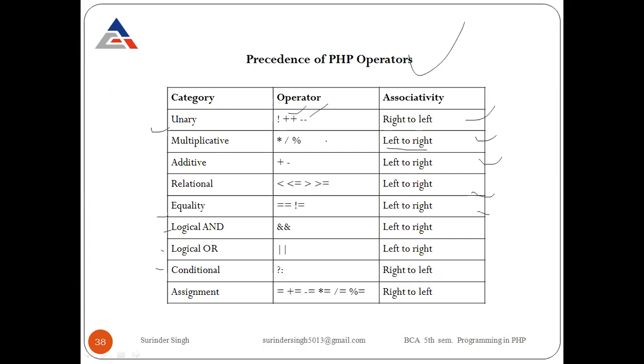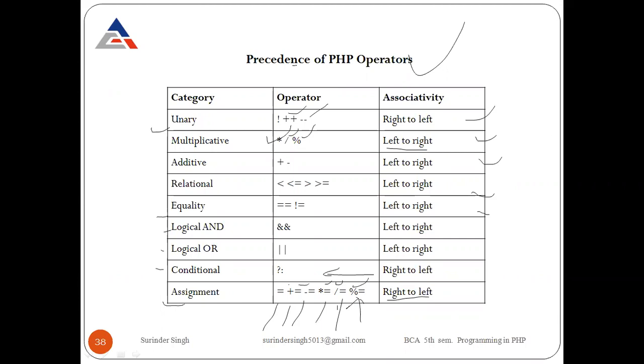Right to left, left to right. Multiplication has higher priority, then division, then modulus. Like this. Clear? Assignment operator has right to left associativity, meaning first this will be solved, then this, then this, then this. Right to left. Higher priority, then lowest, lowest, lowest. Clear? This is the precedence of PHP operators.